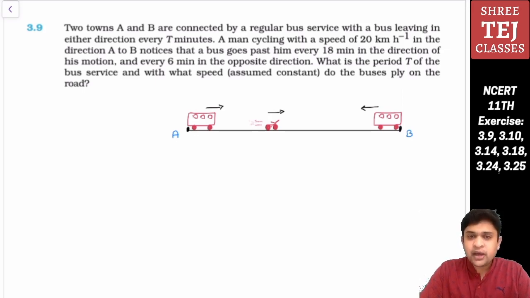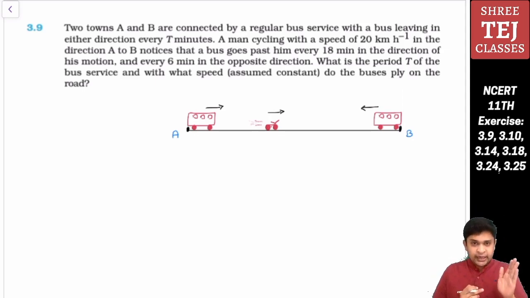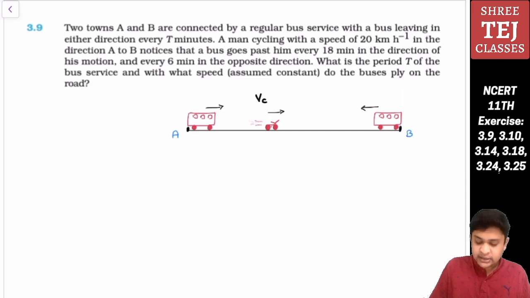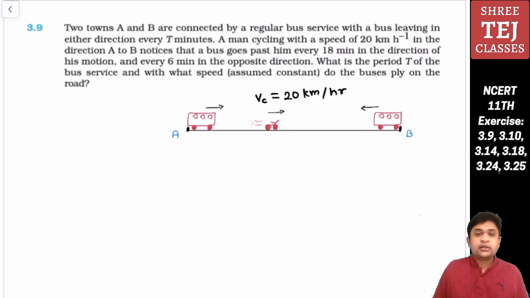Two towns A and B are connected by a regular bus service with bus leaving in either direction every t minutes. So, from station of town A, bus leaves every t minutes, and from station of town B, bus leaves every t minutes. Okay. Now, a man cycling with a speed of 20 km per hour. So VC, which is speed of the cyclist, has been given to be 20 km per hour in the direction of A to B.